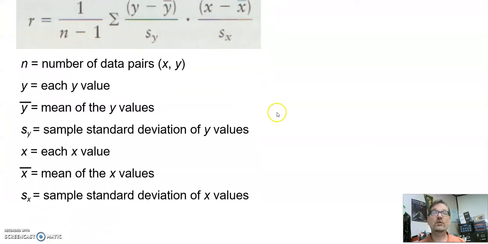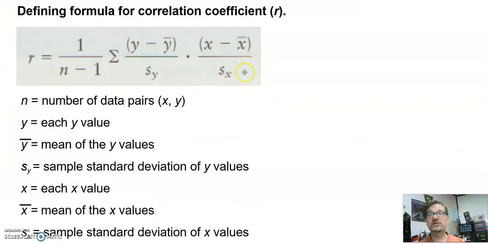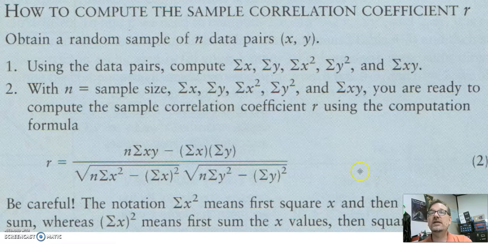So if we were to do this formula by hand, we would use this formula where we take 1 over n-1, where n is the number of data points. Y is the value of each Y value. Of course, Y bar is the mean of the Y values, then the sample deviation. This is how it's found out. But honestly, we're not going to do that. We're going to plug everything into the calculator.